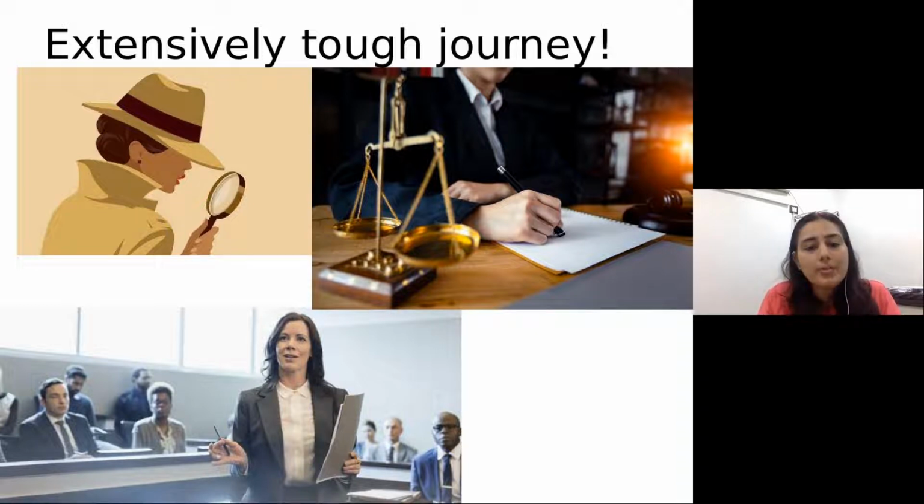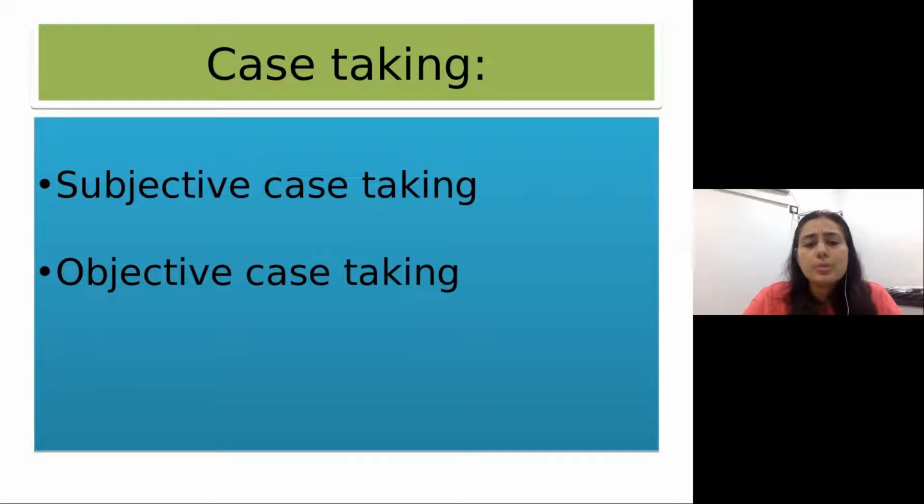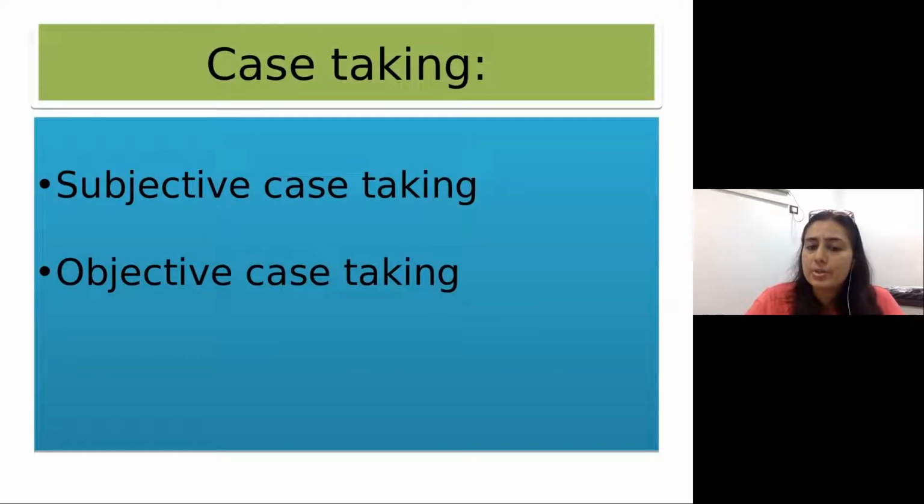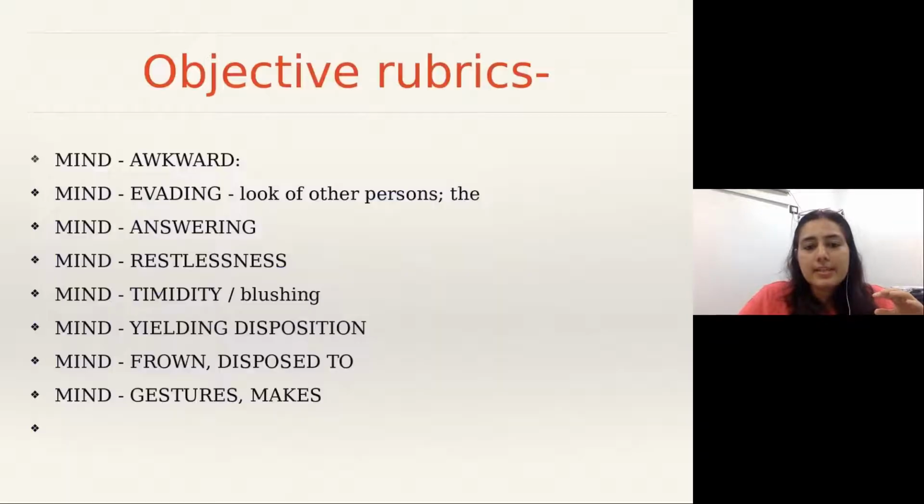A good lawyer is a person who will analyze and evaluate the case properly. He will decide what remedy, what rubric to select, why I have to select this rubric, and why I should eliminate a specific rubric. And then he has to be a good judge, because after repertorization, the doctor will decide which remedy to give. So case taking generally has three parts: case taking, analysis, and evaluation. Now, broadly, case taking is divided into two parts: subjective and objective. Subjective is the case taking in which whatever information the patient gives us, we just feed it into a repertory chart. And objective is what we observe.